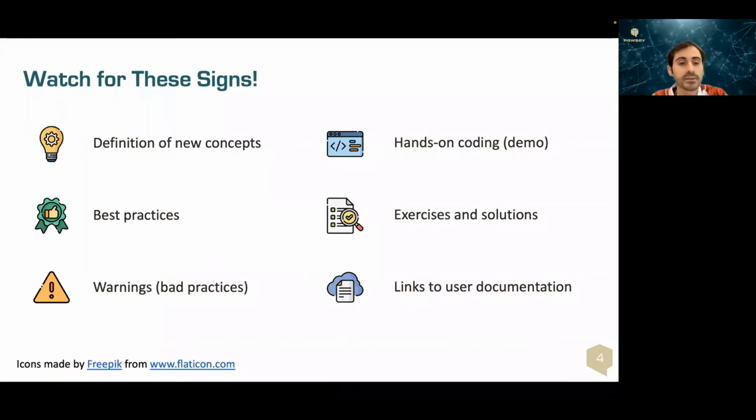Watch out for the signs of the presentation. They highlight key callouts for the module.